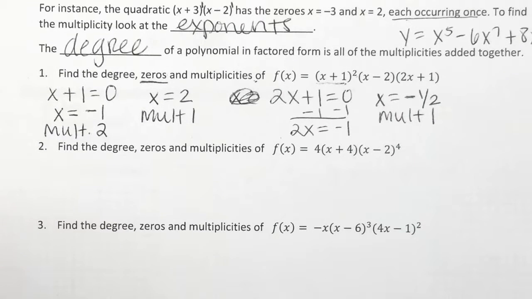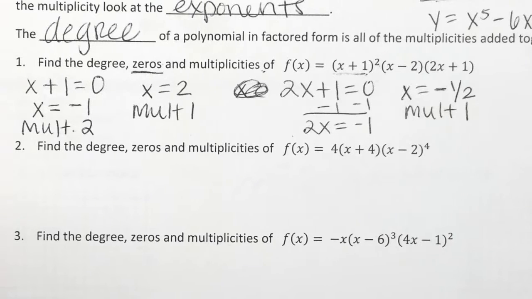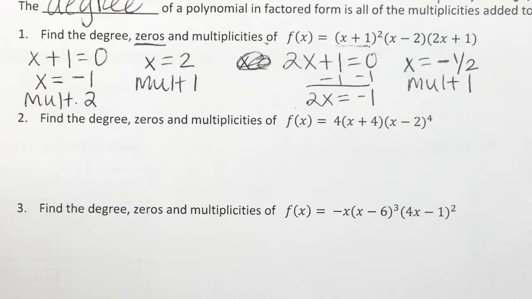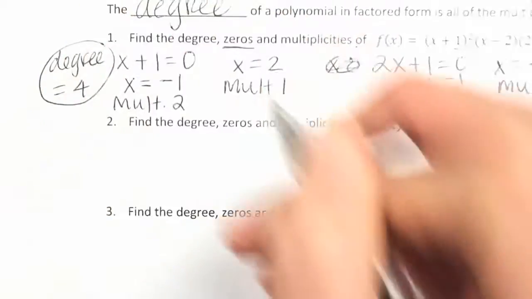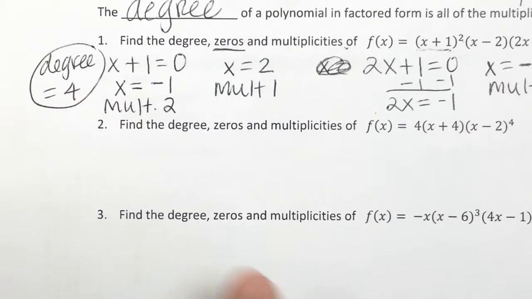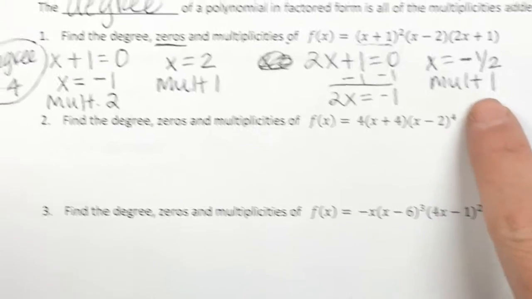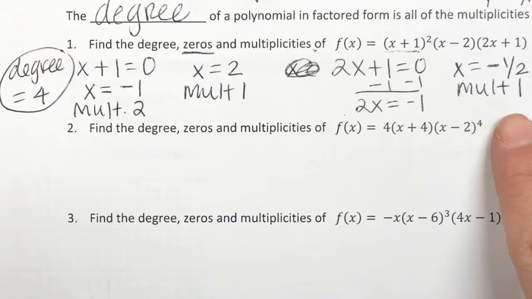Let me zoom in some. So the multiplicity is something with degree. The degree would be all those multiplicities added together. So the degree of this factored polynomial would be what? 4. Good. You can write that over here. Degree of this one would be 4. Because 2 plus 1 plus 1 equals 4. Alright, any questions? Pretty easy.